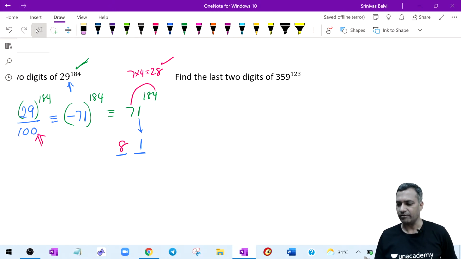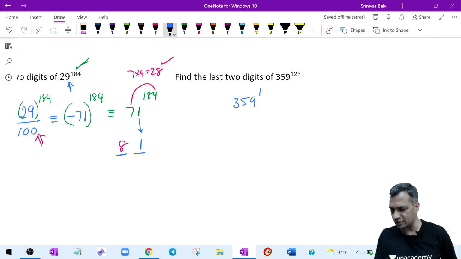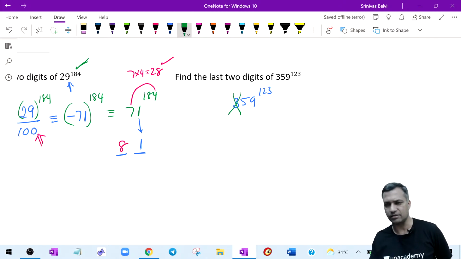Good. Okay, find the last two digits of 359 raised to power 123. Now again, the hundreds digit doesn't matter. See, the question is 359 raised to power 123. 3 doesn't matter, for a simple reason. Why doesn't 3 matter?